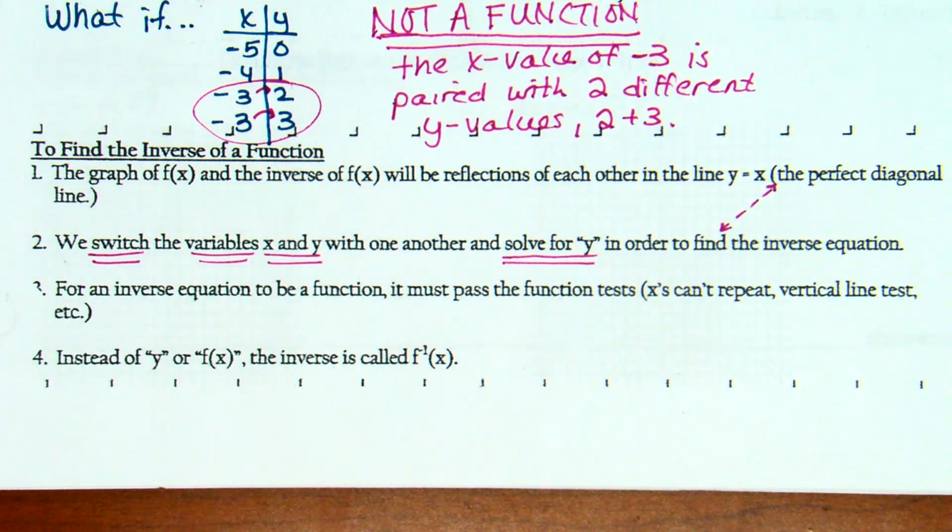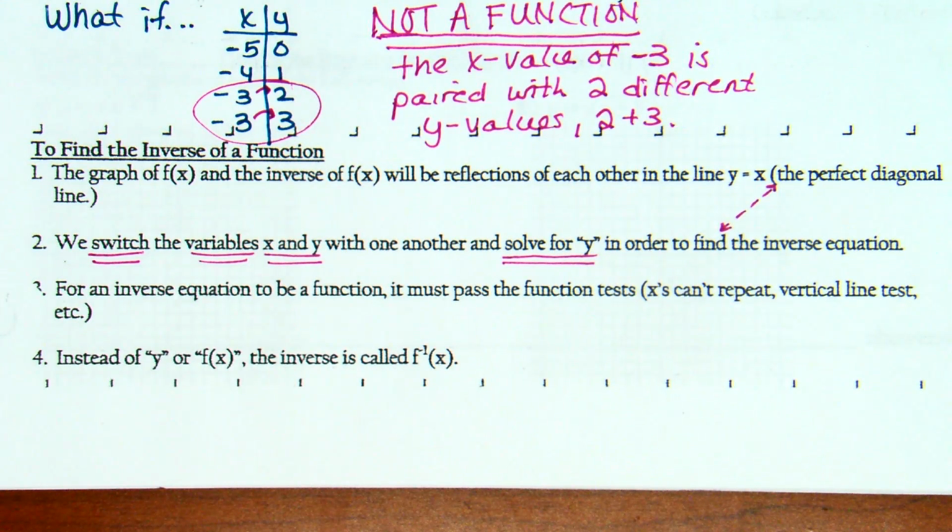For an inverse equation to be a function, it must pass some kind of function test. So just like we would check anything else if it's a function. So x's can't repeat is a big one. We haven't talked about it, but do you guys remember the vertical line test? Yeah. If it's a function, it passes the vertical line test where we just draw one line and it only touches it once. So those are ways to determine if something's a function.